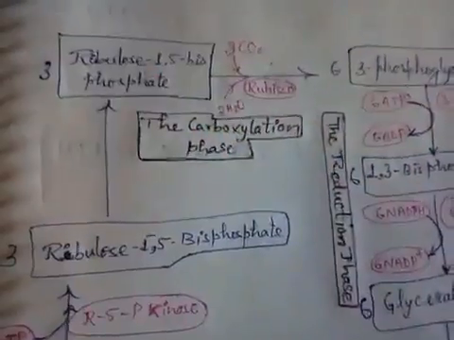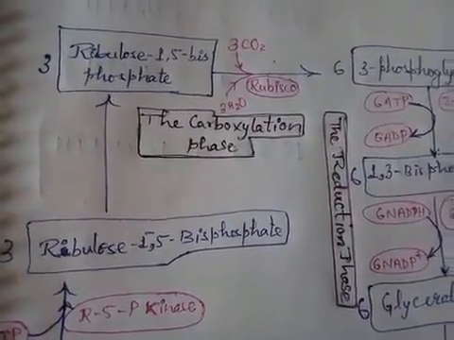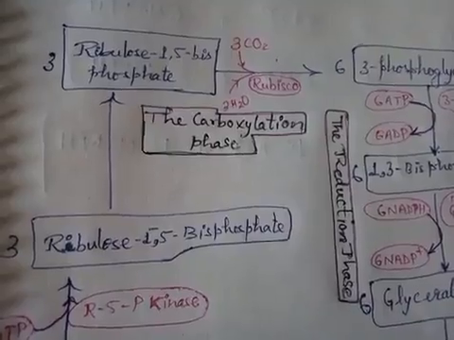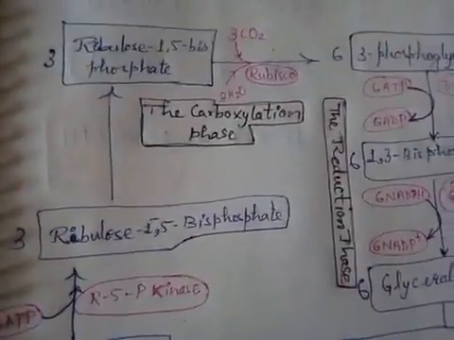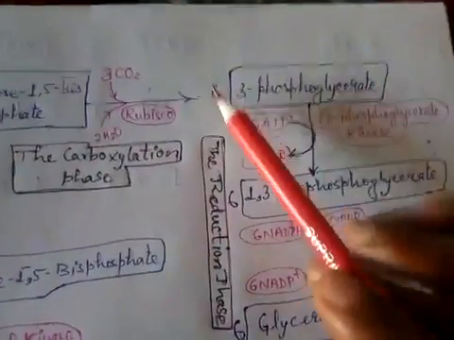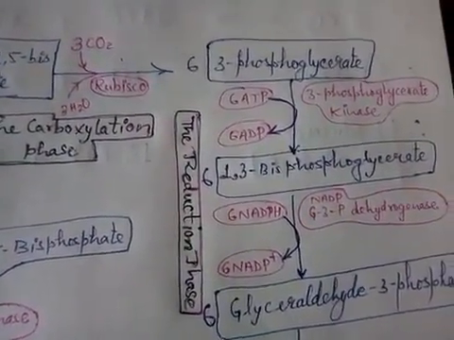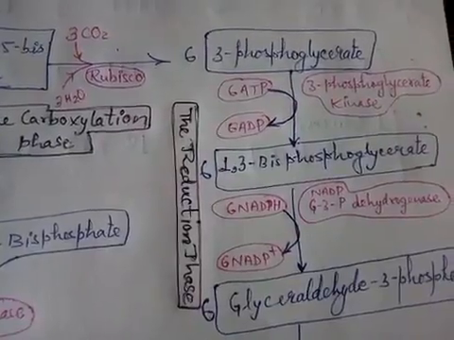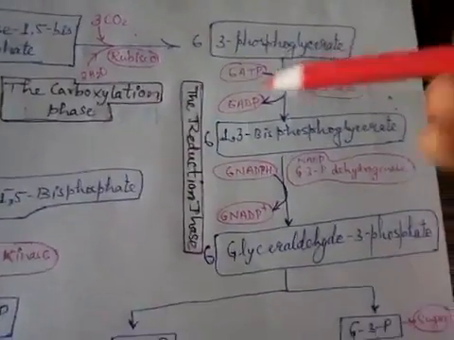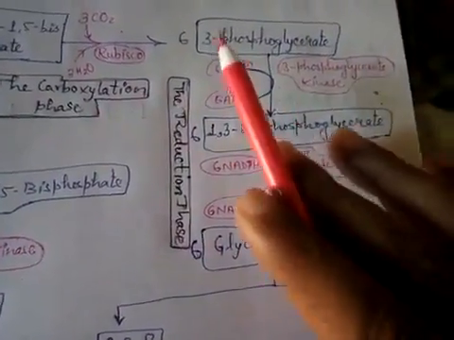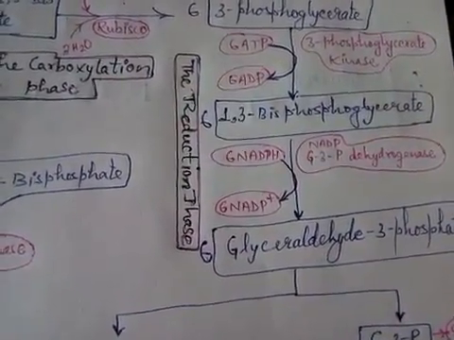3 molecules of RuBP, ribulose 1,5-bisphosphate, in the presence of the enzyme Rubisco, are carboxylated, and therefore this is the carboxylation phase. These 3 molecules accept 3 molecules of CO2 and are converted into 6 molecules of 3-phosphoglycerate. Further, 3-phosphoglycerate is converted into 1,3-bisphosphoglycerate in the presence of the enzyme 3-phosphoglycerate kinase at the expenditure of 6 ATP. This is the reduction phase.